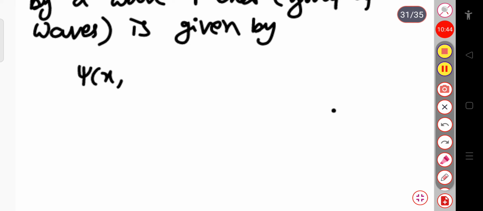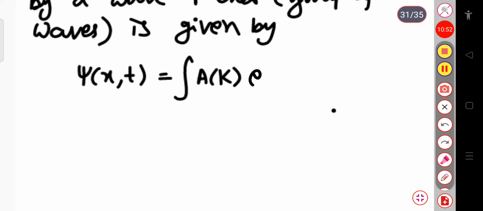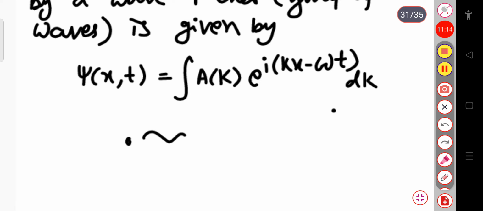So this psi of x, t is equal to the integration over A of k, this is the amplitude, into exponential i (kx minus omega t) dk. I have already told you in the introduction of quantum mechanics, in the first lecture, that this is the representation of a particle. This basically represents the particle, or you can say that a single particle represents a number of waves, or the group of waves, that is known as the wave packet. Okay, so this is just a single particle. So this is suppose equation 5.